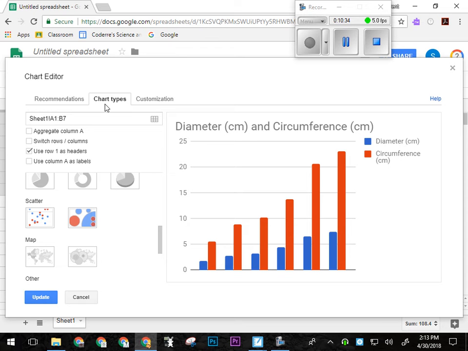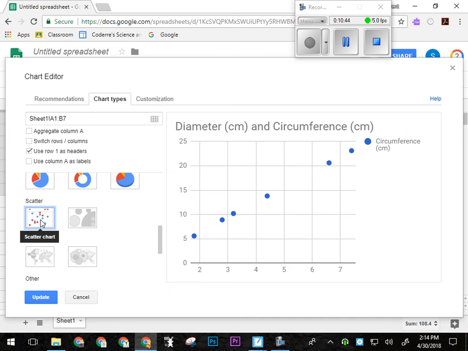Okay, so I'm on chart types. I've scrolled about halfway down to here where it says scatter. I'm going to click on that, and it's going to change the kind of graph that it's built. Right? Now it's showing that these points all go in a line. That is, as I change the diameter, the circumference goes up by essentially a similar factor. Okay, so I've got that.